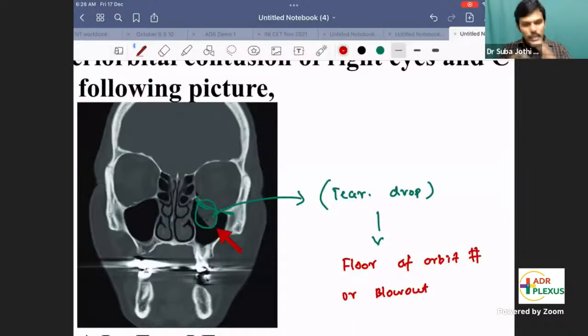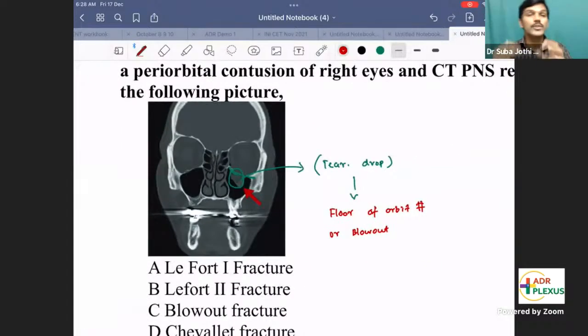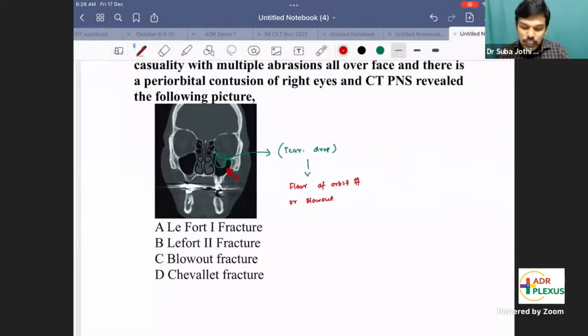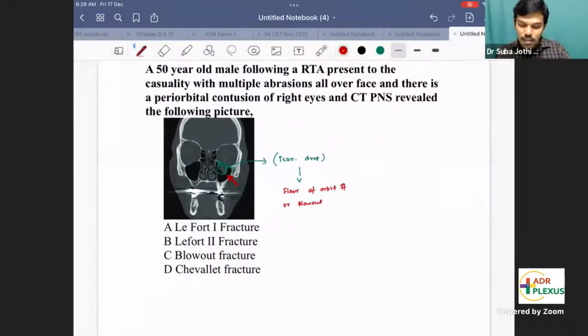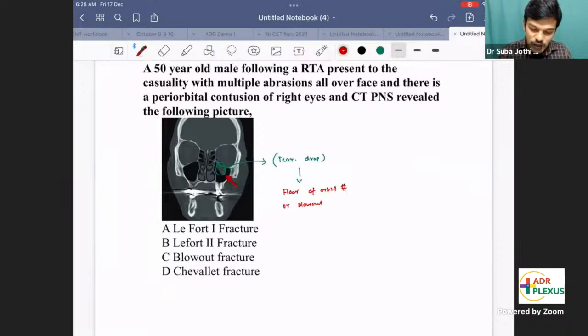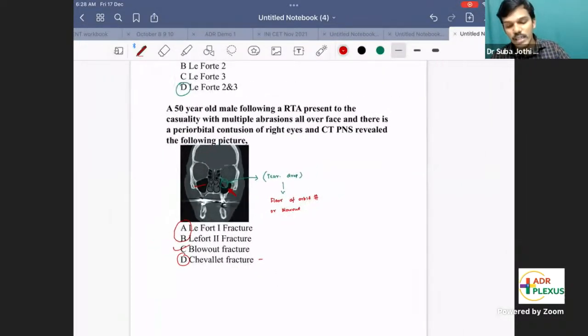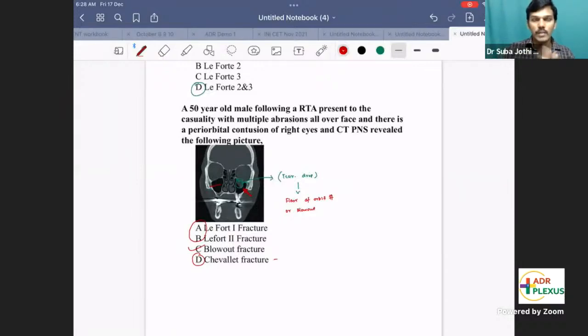So that's the thing that you need to know, and you should be familiar with the CT PNS finding also. See, the options are Leforte fracture 1, Leforte fracture 2, blowout fracture, Chevallet fracture. Leforte 1 and 2 should involve the maxilla. Chevallet fracture should involve the septum. So blowout fracture, otherwise called fracture floor of the orbit, is the answer for this question. Clear? So we are done with floor of the orbit fracture also.